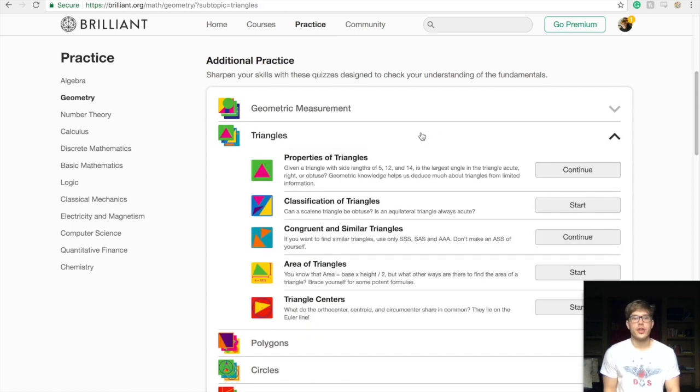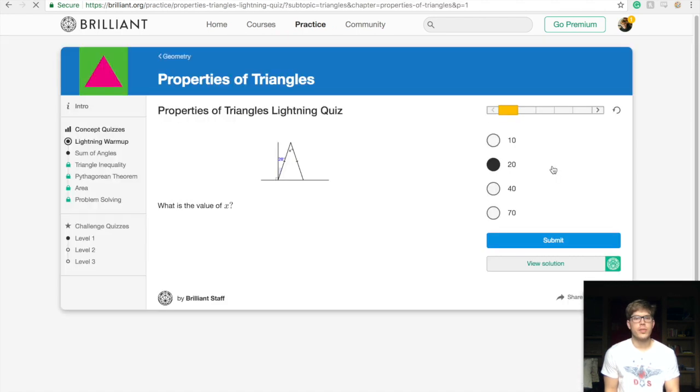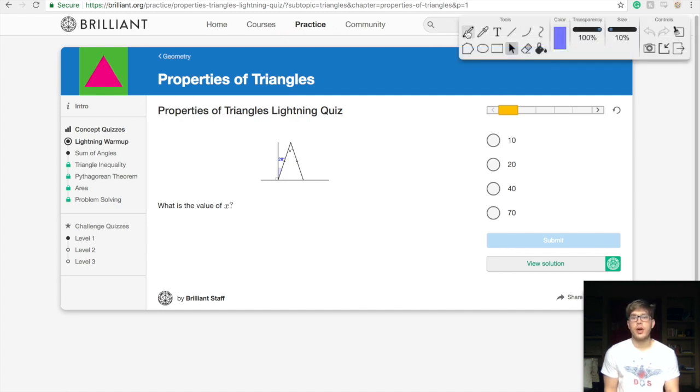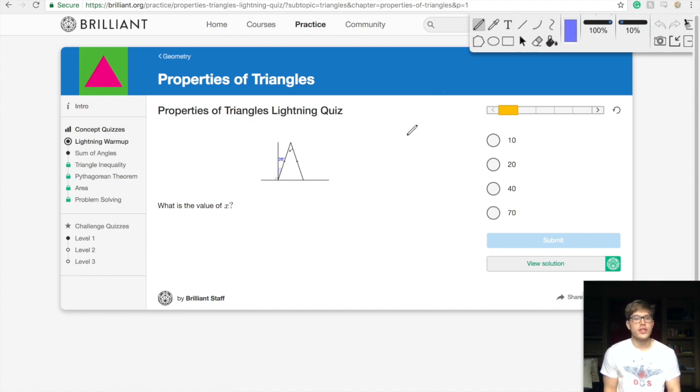Today I wanted to go over properties of triangles in this section. Triangles are a really important part of geometry and mathematics in general, and understanding their properties is key to success. Alright, let's get started. So we're going to do the lightning warm-ups first.